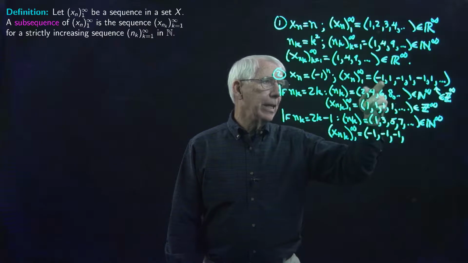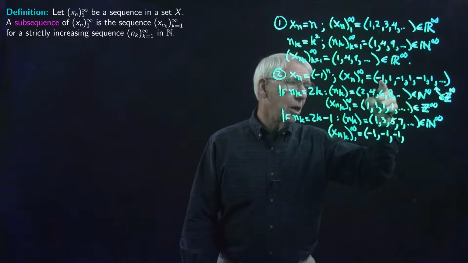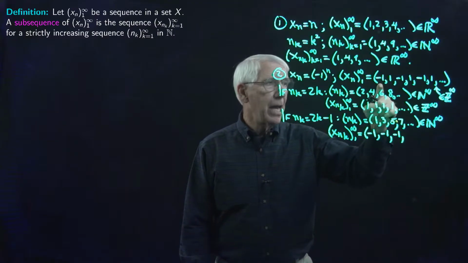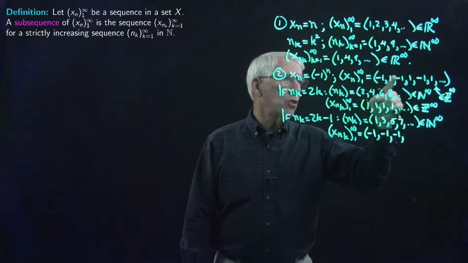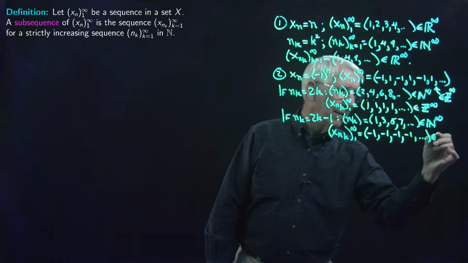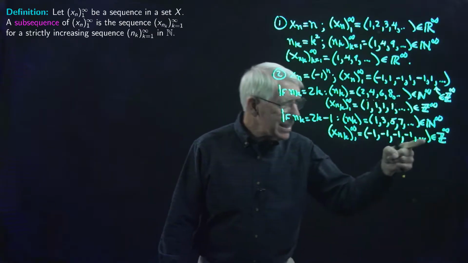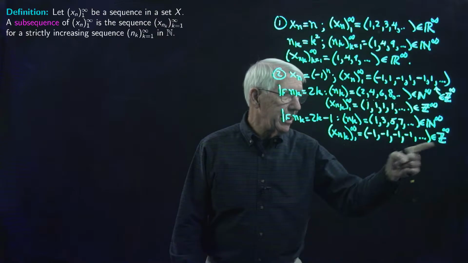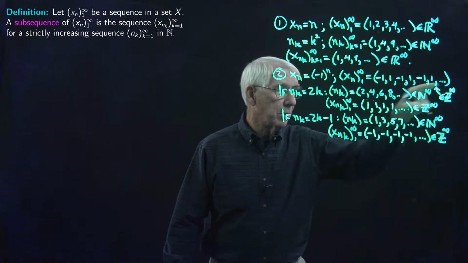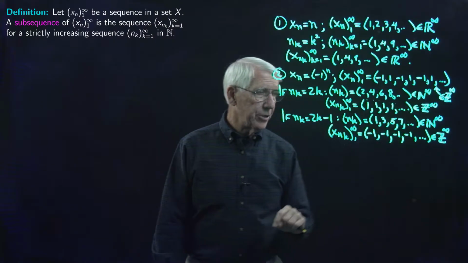So I'm picking up the terms of the original sequence that have odd indexes, odd numbered terms. So minus 1, minus 1, minus 1, so they're all minus 1, and that's a constant sequence of integers. The original is an alternating back and forth sequence of integers, and this is a constant sequence of integers.